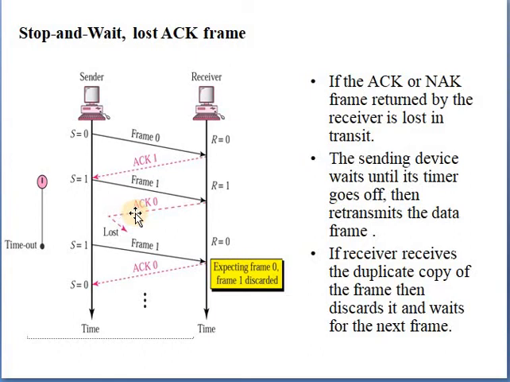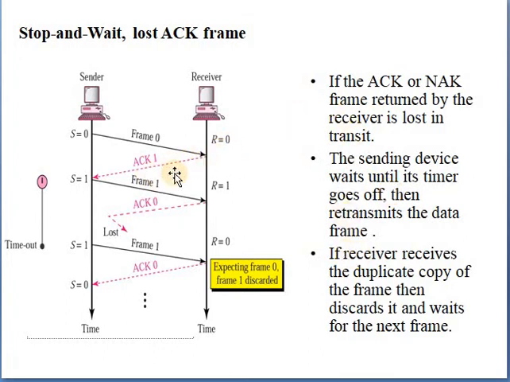At that time, the sender assumes that the data is lost and it again sends the same frame. Here in this situation, the receiver receives the duplicate copy of that frame and then discards it and waits for the next frame. Here, if the ACK or NAK frame returned by the receiver is lost in transit or in the transmission process, the sending device waits until its timer goes off, then retransmits the data frame.